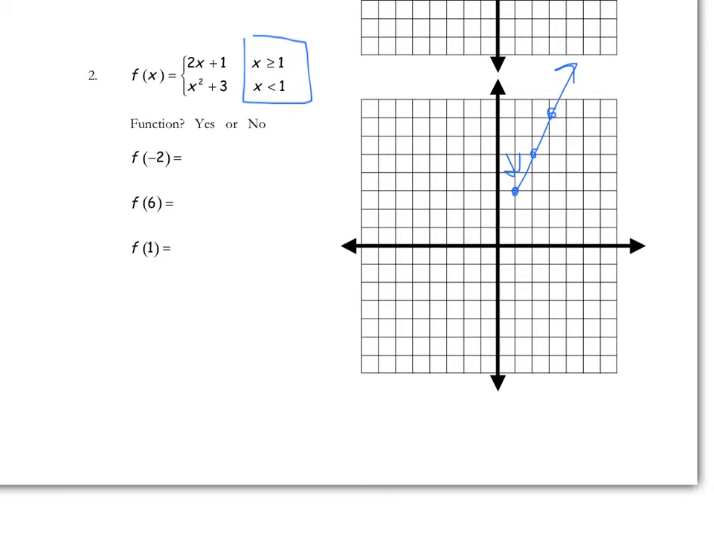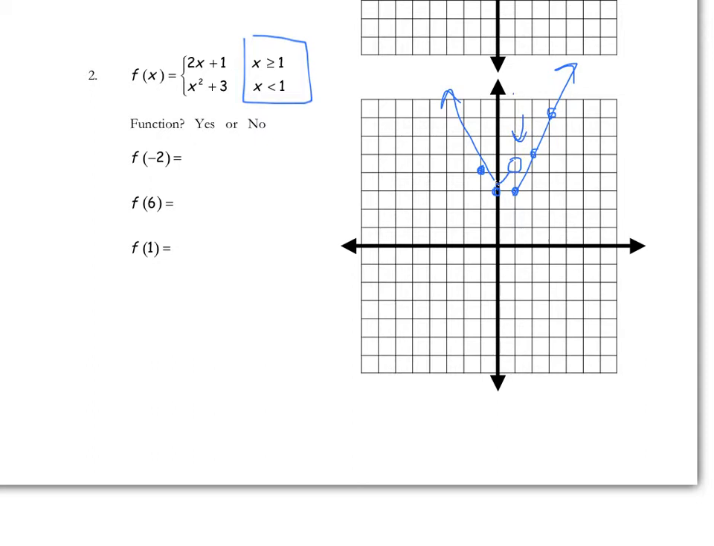The second piece, x squared plus 3, is a parabola. I know that when x is 0, I have 3. When x is 1, I have 4. When x is negative 1, I have 4. So 0, 3 is my vertex. And the rest of it doesn't quite fit on the paper, but I have a parabola. But I only want values where x is less than 1. So I only want those pieces. Notice that I also made this an open circle.